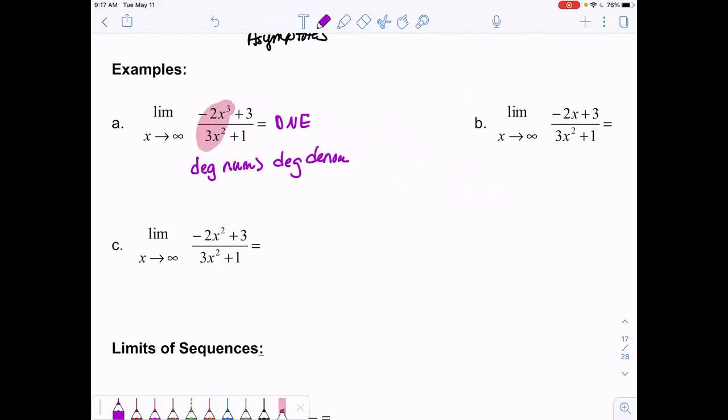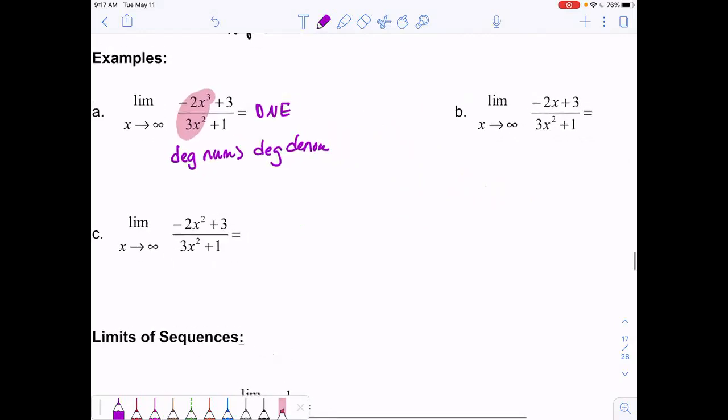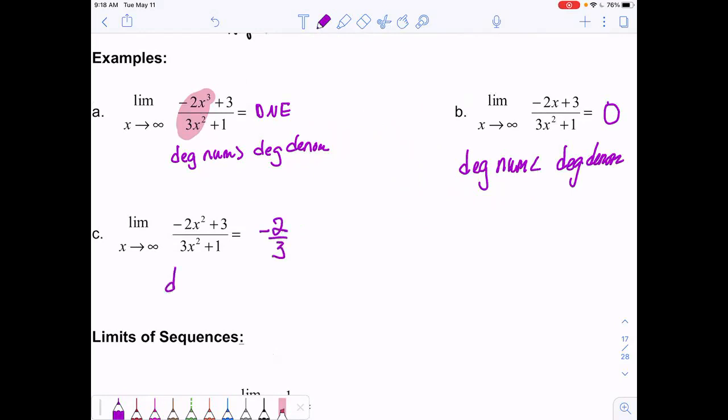Joe, how about letter B? What's going on there? And why would it be 0? And then Jeremy, the last one. Yeah, negative 2/3. And that's because the degrees are the same. Pretty straightforward, as long as you remember the rules for the asymptotes. Questions?